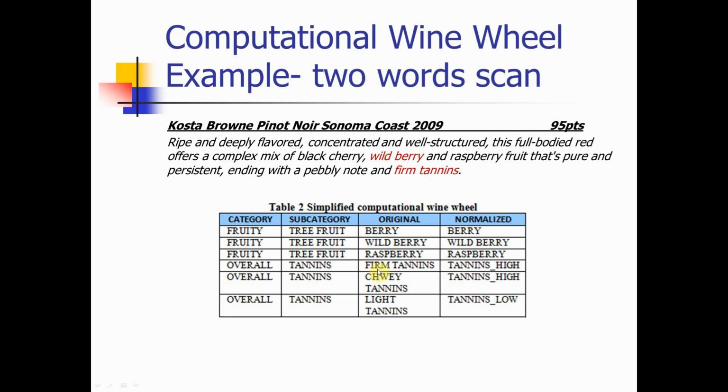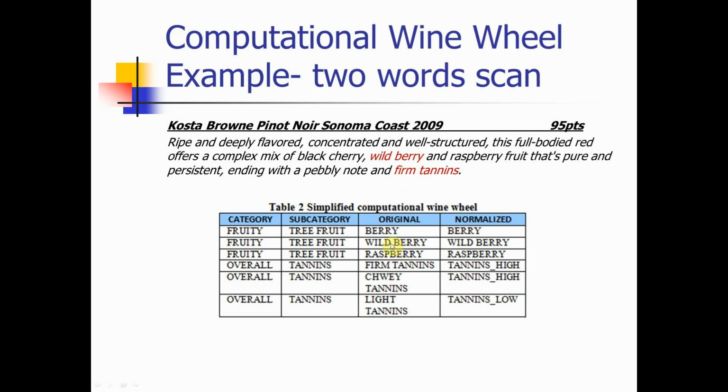In this example, you can see that if the words appearing inside the review are firm tannins or chewy tannins, then they will all map into tannins high as the normalized word over there. And that is how we are able to use the computational wine wheel to find the attributes presenting the wine that we are interested in. One more detail that I want to discuss is that when we apply the computational wine wheel, we write a loop to go through all the original words, but we start with combination words, the bigger words first.